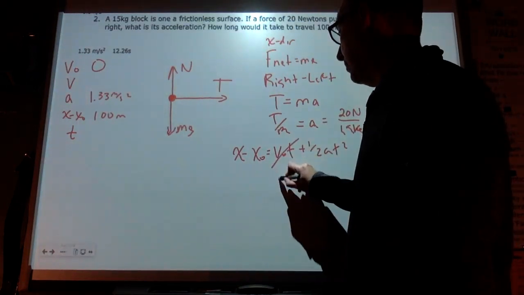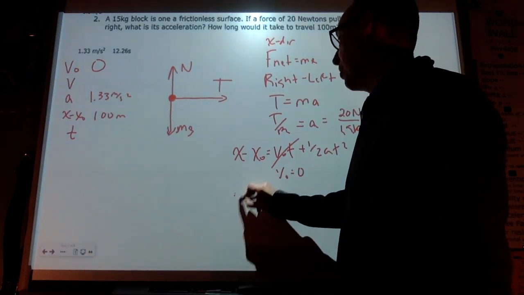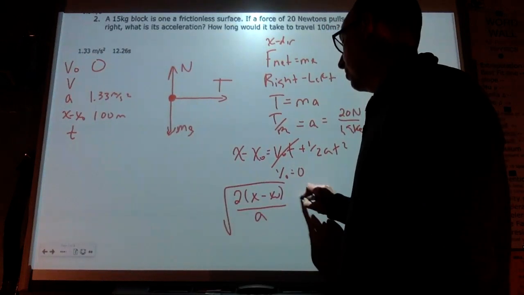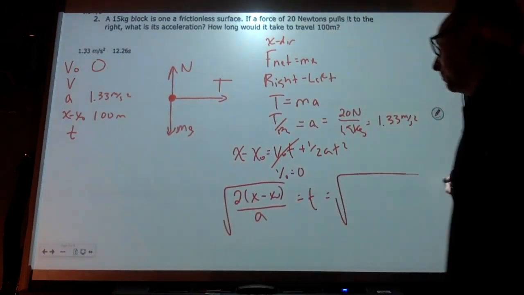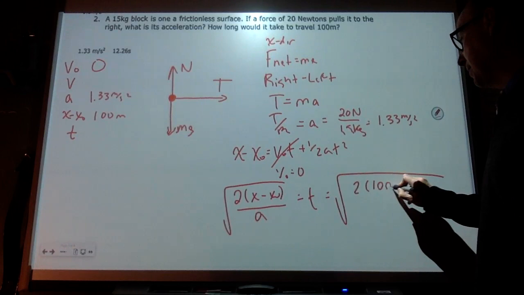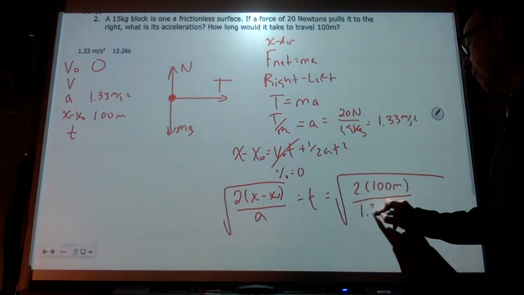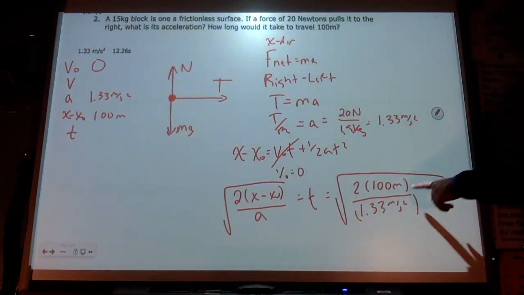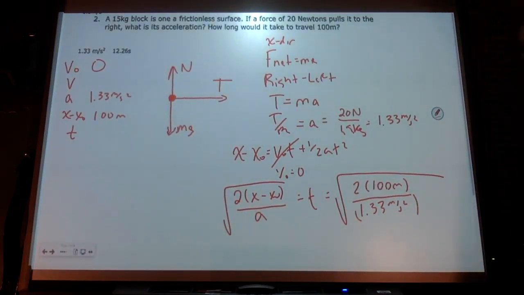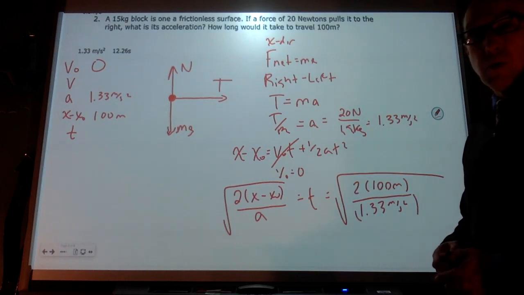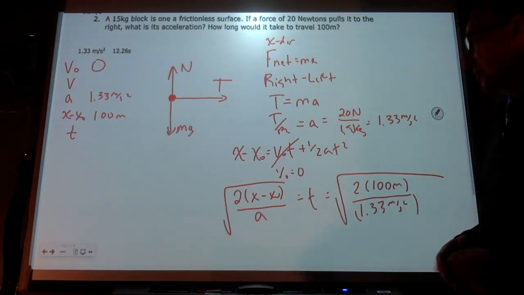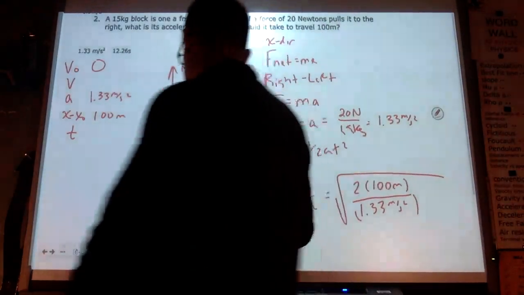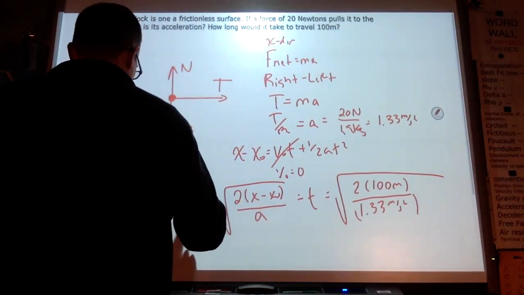So this cancels out because our initial velocity is 0. I'm going to multiply by 2. I'm going to divide by a, and I'm going to square root. So I'm going to have 2 times 100 meters divided by 1.33 meters per second squared. The meters will cancel out. I'll have 1 over second squared. 1 over 1 over second squared, which would be second squared. So we're going to have units of time, and I get 12.26 seconds.